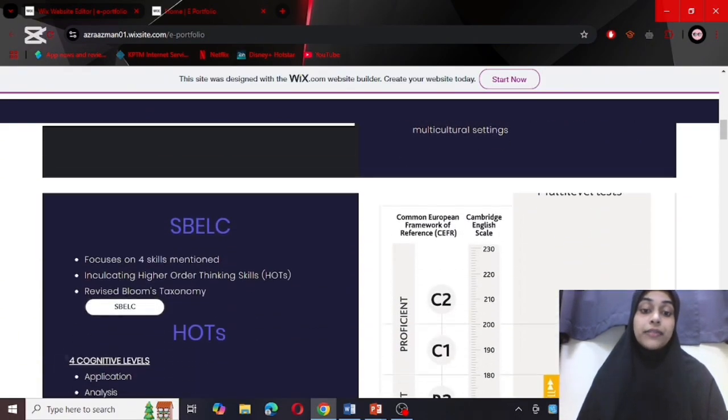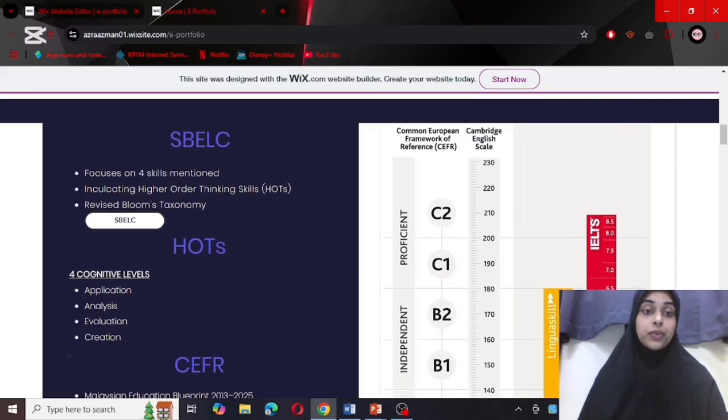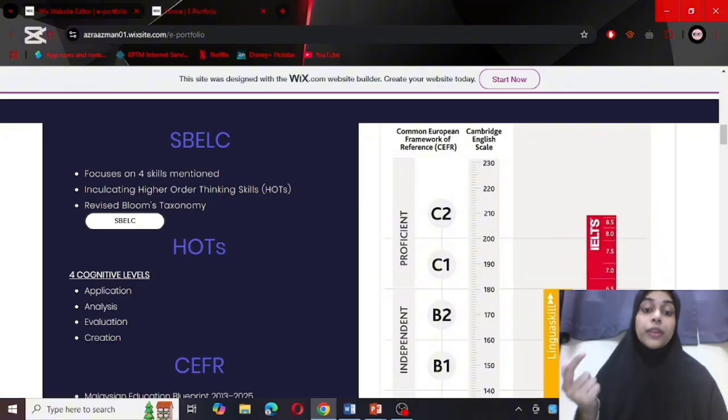Let's now dive deeper into the framework that supports this curriculum. The first one, as you can see here, is the SBELC, or Standard-Based English Language Curriculum, which focuses on the same four core skills: listening, speaking, reading, and writing. But it goes a step further by incorporating higher order thinking skills, or HOTS. These are advanced thinking skills based on the revised Bloom's taxonomy, which encourages students to apply what they've learned in real-life situations, analyze information critically, evaluate ideas, make logical decisions, and create something new using their knowledge and skills. This approach helps students not only to learn English, but also to develop problem solving and creativity, which are essential in today's world.